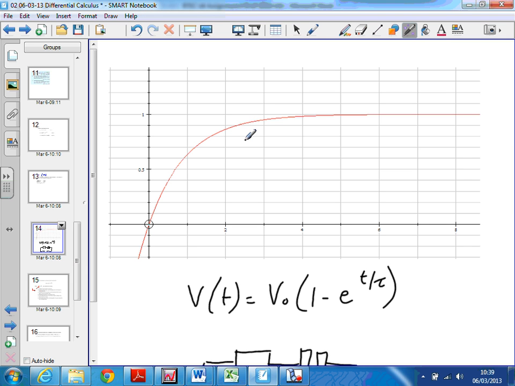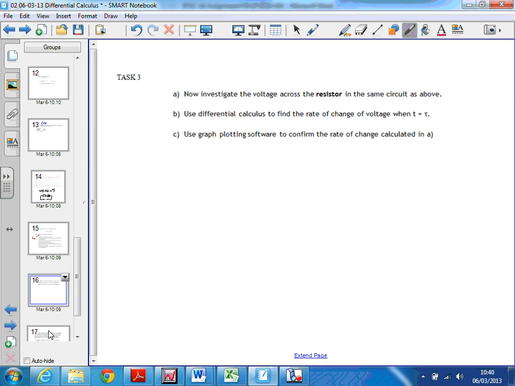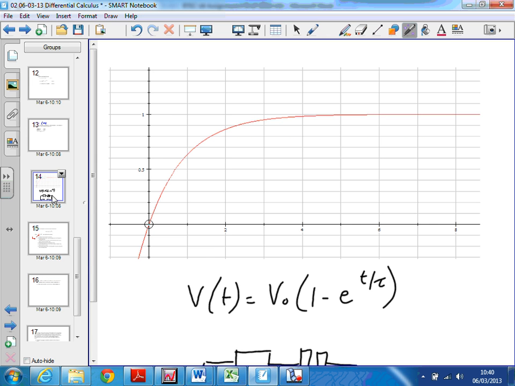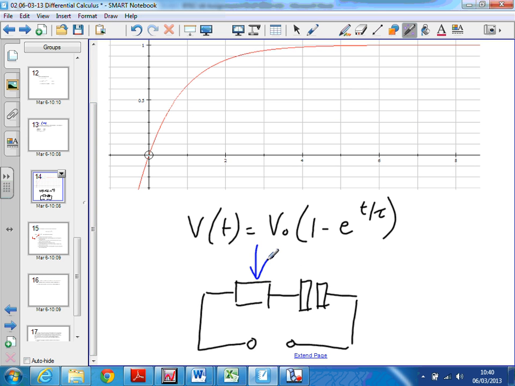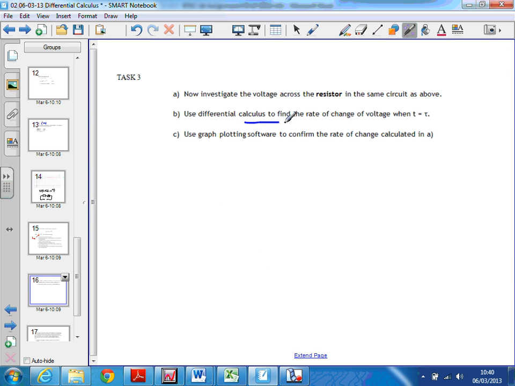Okay, so that's that distinction question, part A of that. And then task 3 asks you to go a bit further to investigate how the voltage across the resistor in the same circuit will behave. And we've talked about that briefly already. Think back to what I was saying at the start about this circuit here. So now you've got to consider the voltage across the resistor in the circuit and do a similar thing. Use differential calculus to find the rate of change of the voltage when t equals tau, the time constant. And then again use graph plotting software to confirm this rate of change.